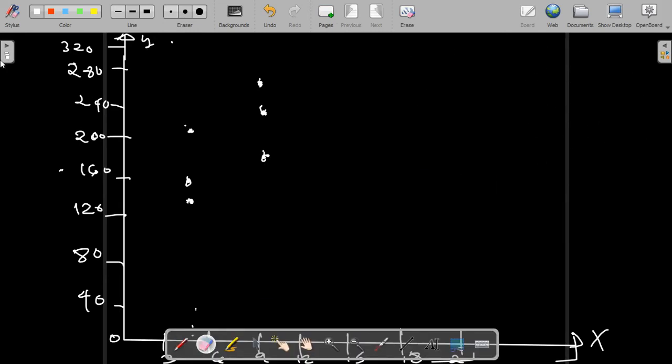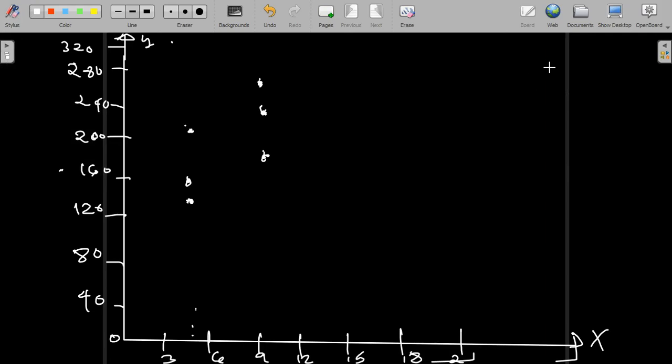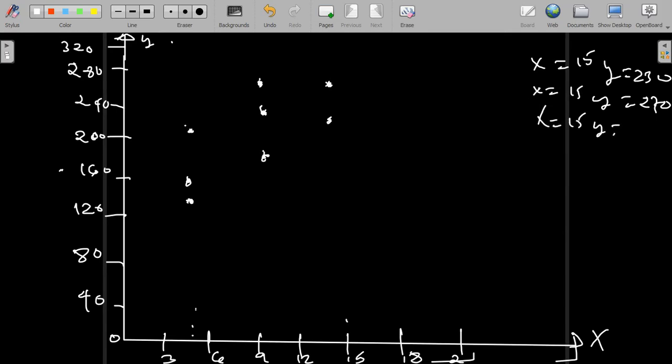Let's consider another point. Suppose X is equal to 15 and Y is equal to 230. Our point will go to the X axis, drawing from X equal to 15 to 230 at this point. Also suppose we have X equal to 15 and Y equal to 270. Our point will be positioned there. X equal to 15 and Y equal to 280: our point will appear at the X axis of 15, at the upper point on 280.